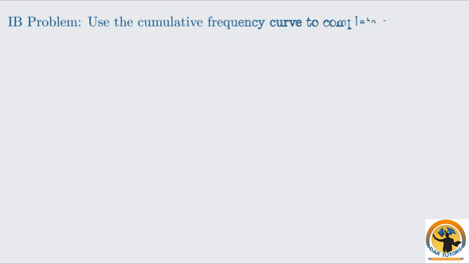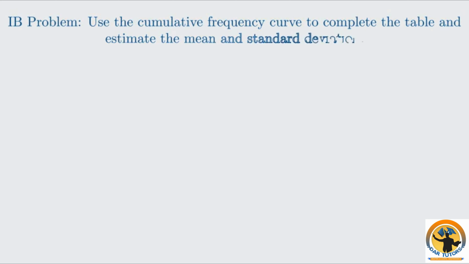Let's work through one more example that involves 2 steps. We'll be working with a dataset given by a cumulative frequency graph. This graph shows the travel times for 200 students. Our goal is to use the graph to complete a frequency table, and then find the estimated mean and standard deviation from that table. First, let's complete the frequency table using the graph.